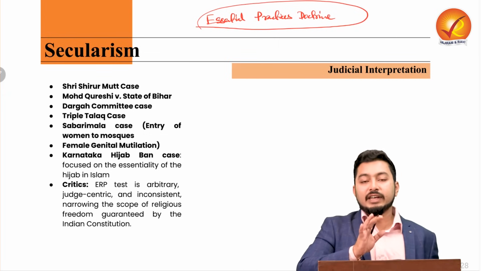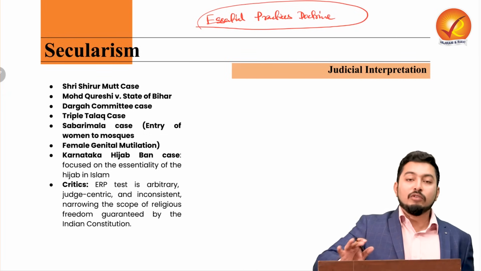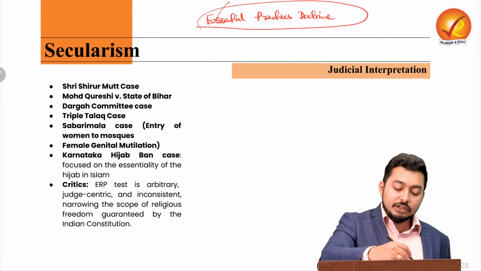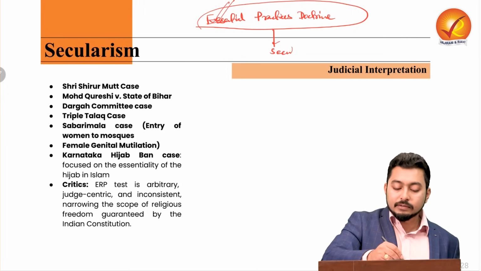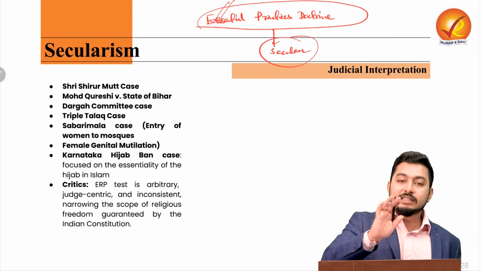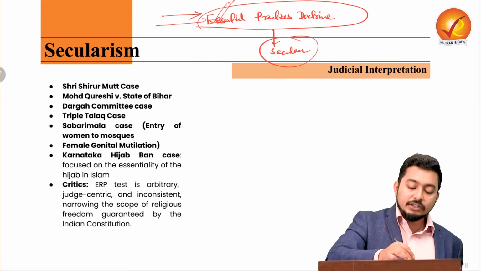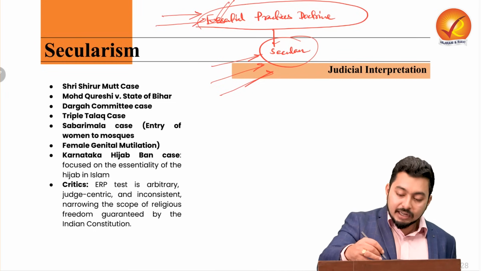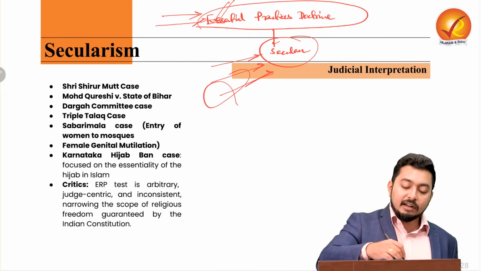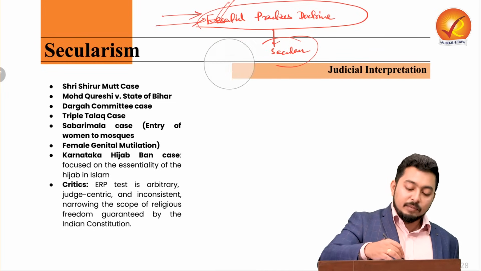So, a religion will have some practices. Some of those practices will be essential and the rest will be secular practices. The state will do nothing about the essential practices, but for the secular practices, the state can bring law as well as the judiciary can also intervene. And let's take some examples.